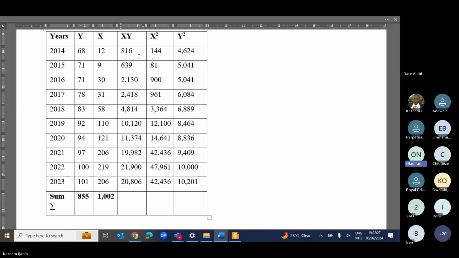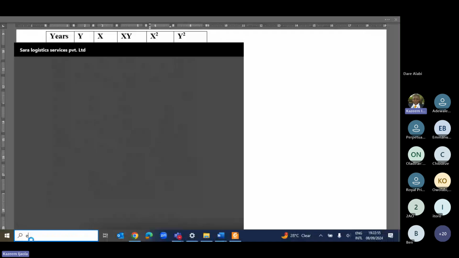94,999. 94,999. I hope I'm correct. I don't know yet. Let me check. X square is 165024. 165024. Why am I even behaving like a farmer? I can move this into Excel and do it from Excel now. Why am I behaving like a farmer?